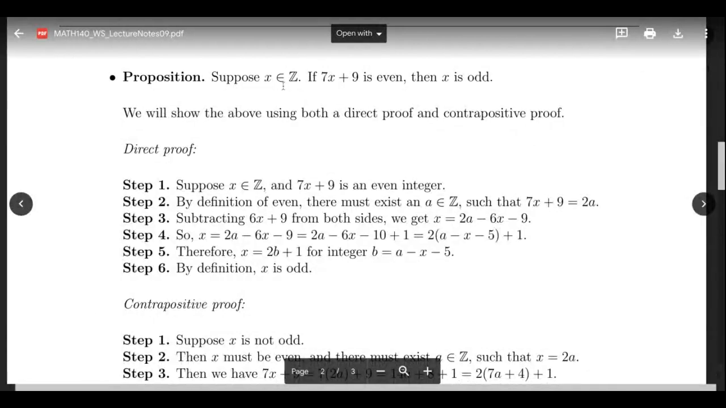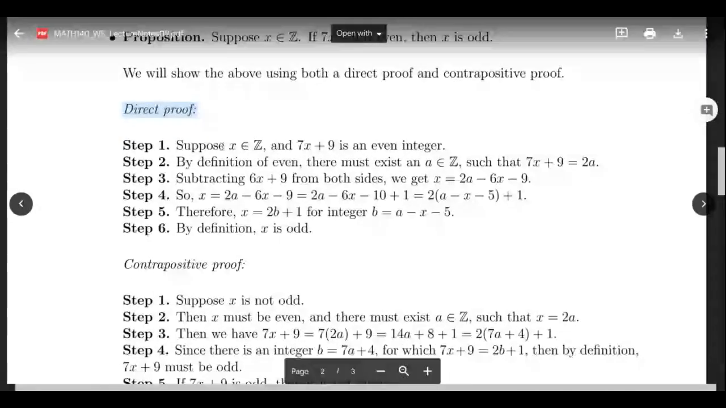Proposition. Suppose x is an integer. If 7x plus 9 is even, then x is odd. If we use a direct proof, P is 7x plus 9 is even, then Q is x is odd. Because x is an integer, if we want to do a direct proof, probably we need to prove by two cases, because the integer can be even, the integer can be odd.